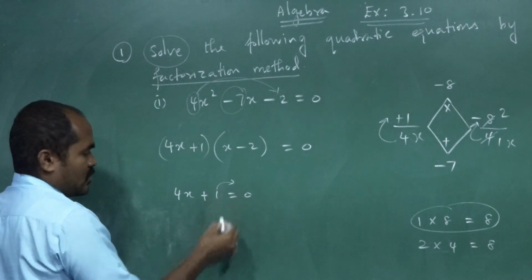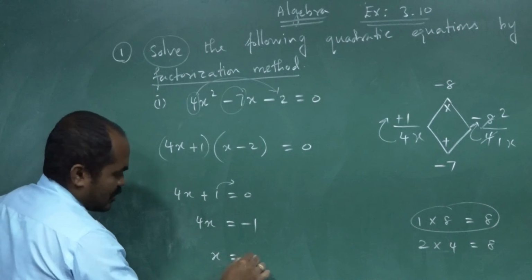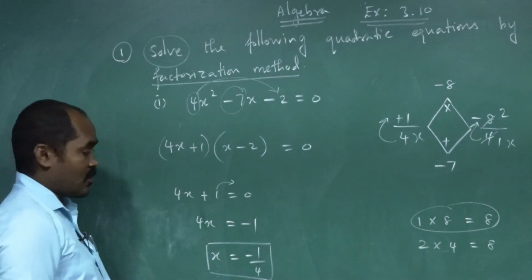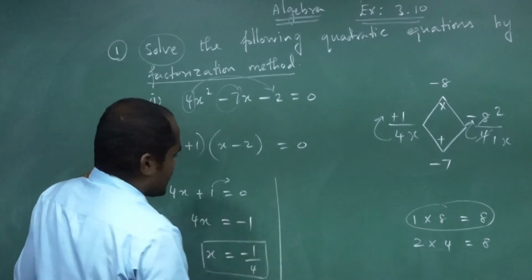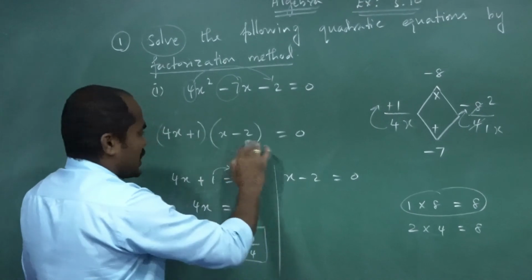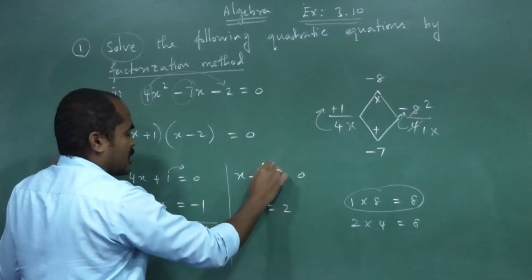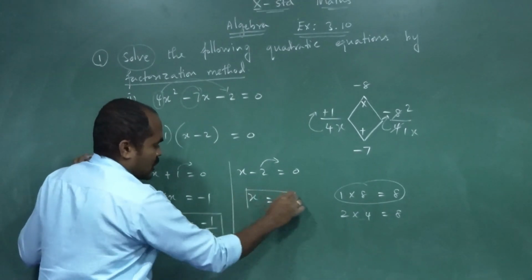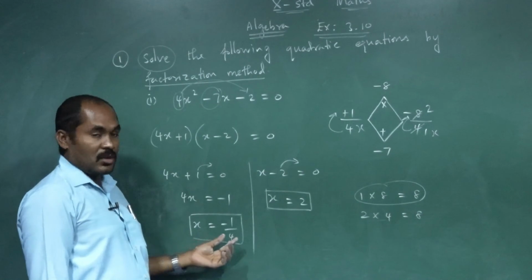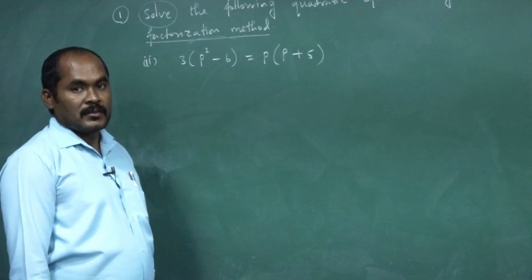Send this 1 to the right side. We get 4x = -1, x = -1/4. So this is one of the solutions. And the second factor is x - 2 = 0, so x = 2, because -2 becomes +2. Therefore, our first question's solutions are x = -1/4 and x = 2.